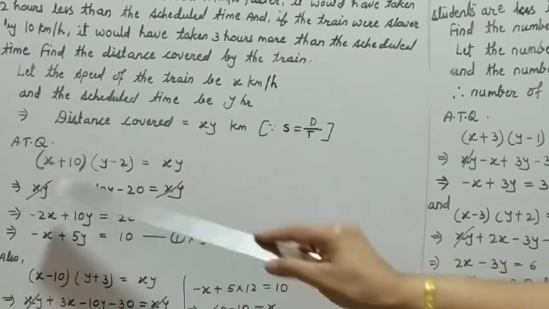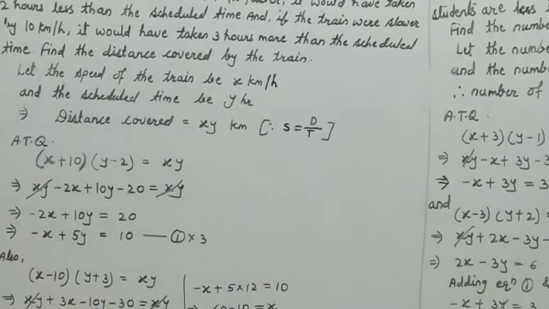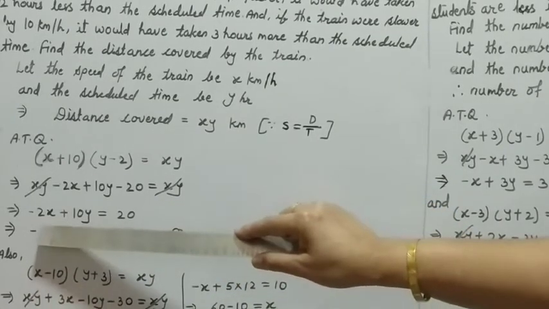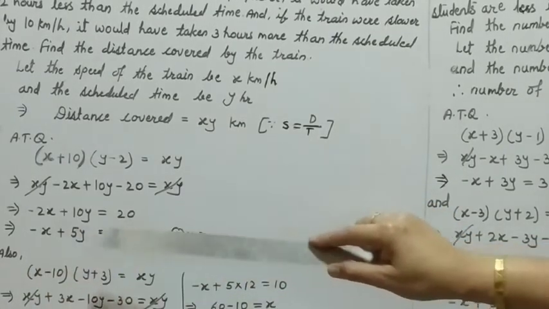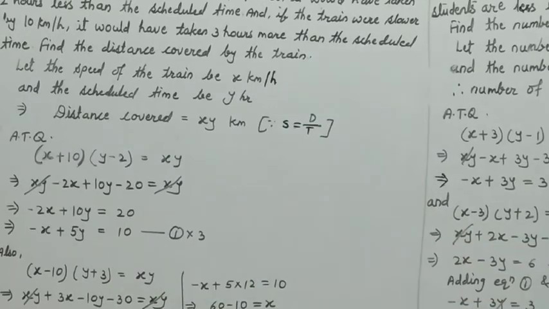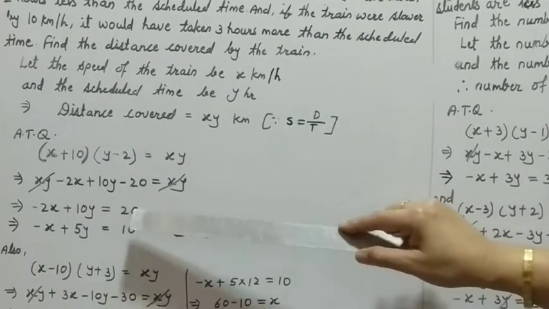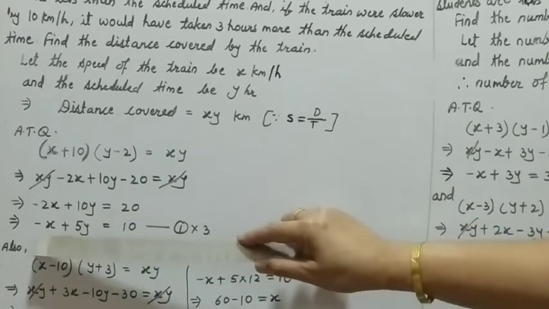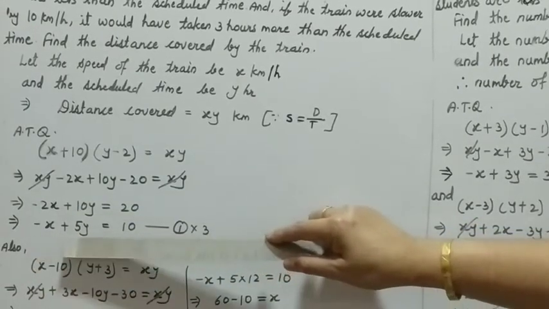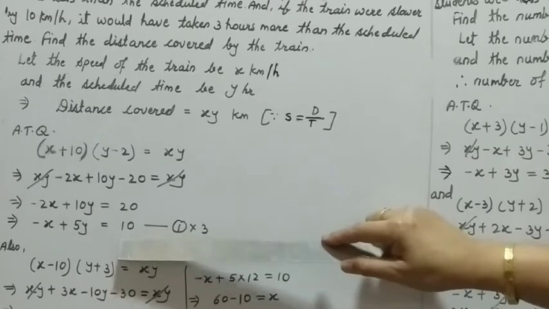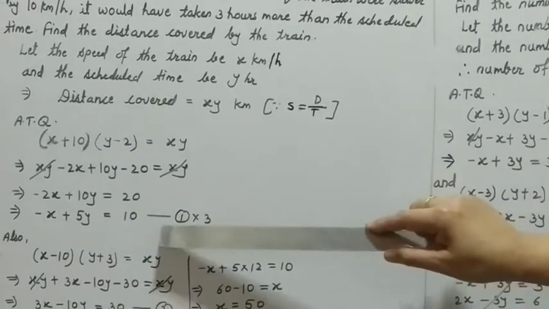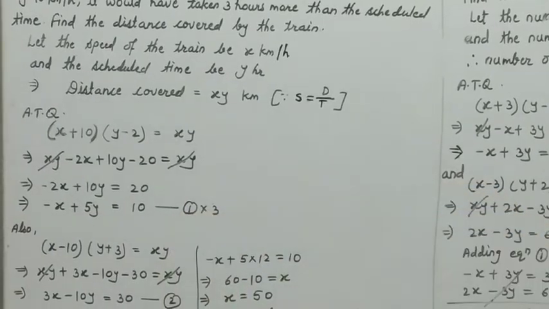Now xy will get cancelled from both the sides and the equation will reduce to minus 2x plus 10y is equal to 20. Now 2 is common on both sides and hence this equation can be written as minus x plus 5y is equal to 10, by dividing both sides by 2. Let us call this equation number 1.